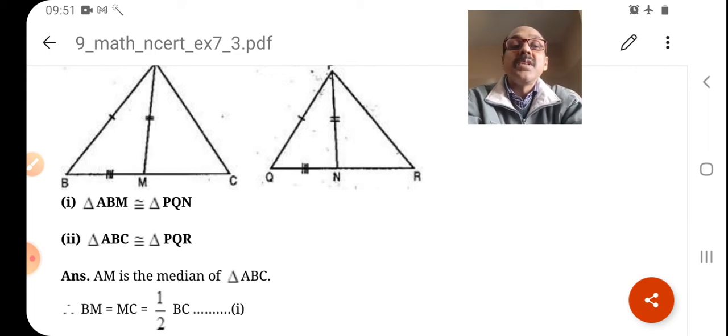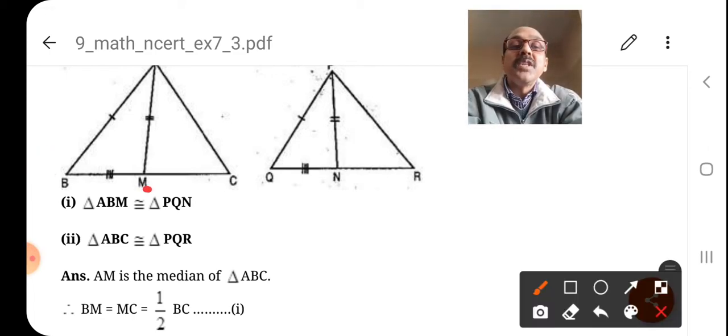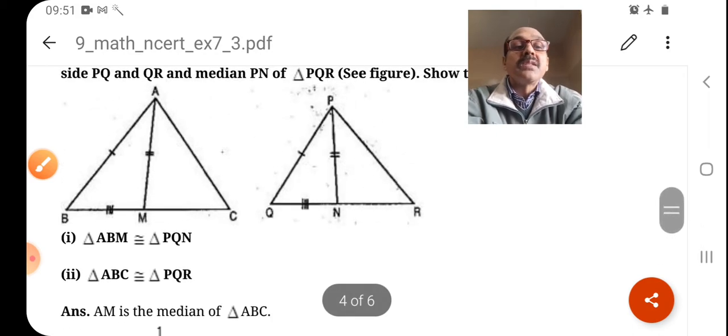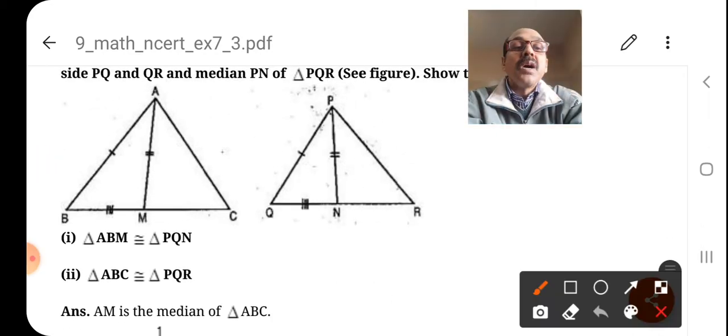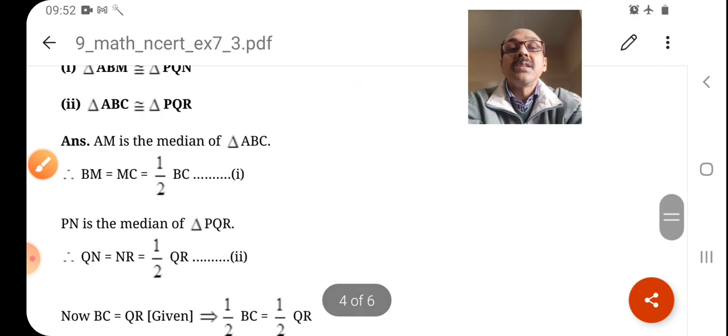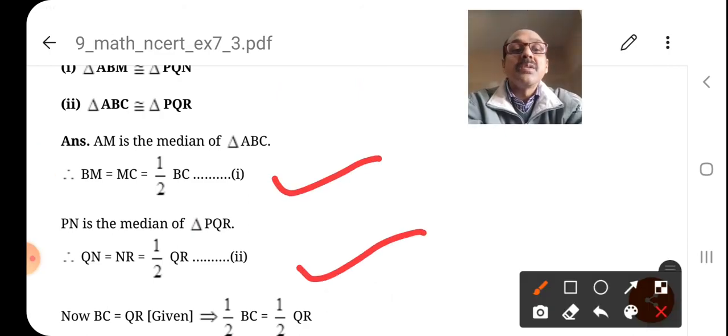It is given AM is the median of triangle ABC. Median means M is the midpoint, so BM equals CM. So we can write BM equals half of BC. And from PQR also, PN is the median, that means N is the midpoint, so QN equals NR. So now QN equals half of QR.